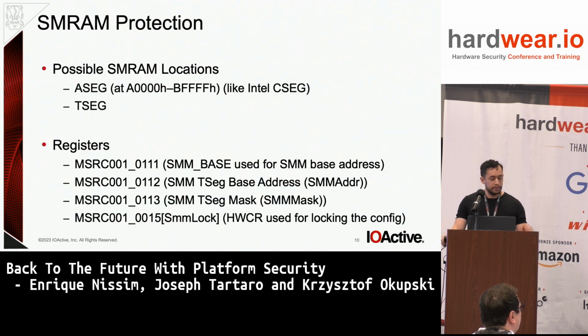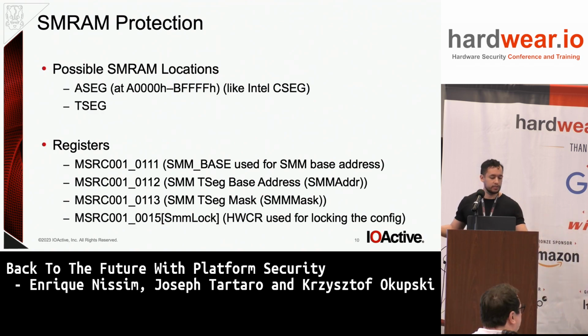About the SMRAM protection, there are two possible SMRAM locations. One is called the ASEG, which is the equivalent of the Intel CSEG, the compatibility segment. That's the video memory. But that's for old models. We haven't seen any model really using that. Normally what's used is what's called TSEG, the top of memory segment.